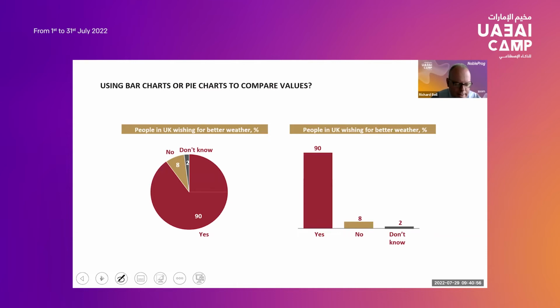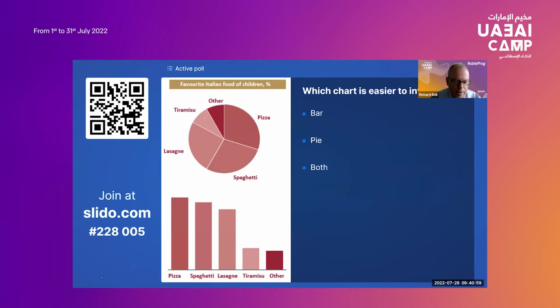So let's have a look at another one. What about in this case? Same question. What we're looking at here is favorite Italian foods of children by percentage. I've left the numbers off the chart. Which one of these is easier to interpret? The bar chart, the pie chart, or both? So favorite Italian foods of children. I've got 16 in. Let's have a look to see what you thought.